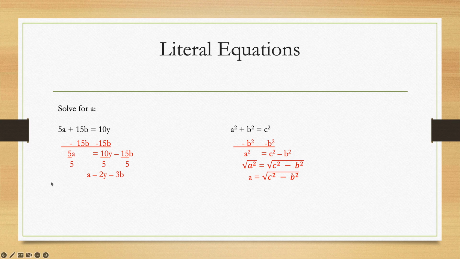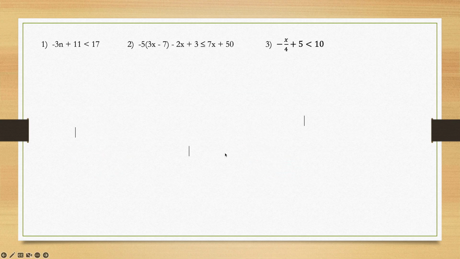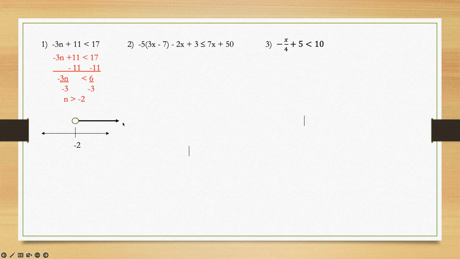Okay. Next up, 3 inequalities to do. Go ahead. Okay, so on the first one, I subtract 11. Negative 3n is less than 6. Then I divide by negative 3. And I get n is greater than negative 2. Remember, if you multiply or divide by a negative, you have to switch the direction of the inequality. Since it's greater than negative 2, open circle at negative 2. It's not allowed to equal it, so we don't fill it in. And then arrow going to the right.